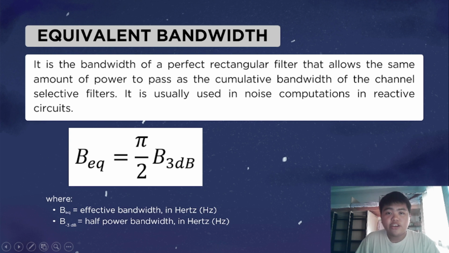So the next one is the equivalent bandwidth. It is the bandwidth of a perfect rectangular filter that allows the same amount of power to pass as the cumulative bandwidth of the channel selective filters. It is usually used in noise computations in reactive circuits. It can be expressed as B sub EQ is equal to pi over 2 times B sub 3 dB, where B sub EQ is the effective bandwidth in terms of hertz, and B sub 3 dB is equal to the half power bandwidth in terms of hertz.